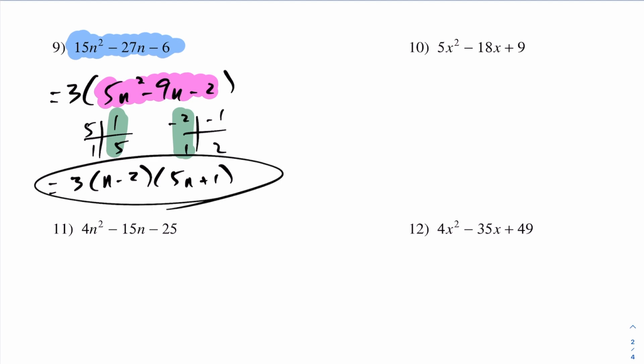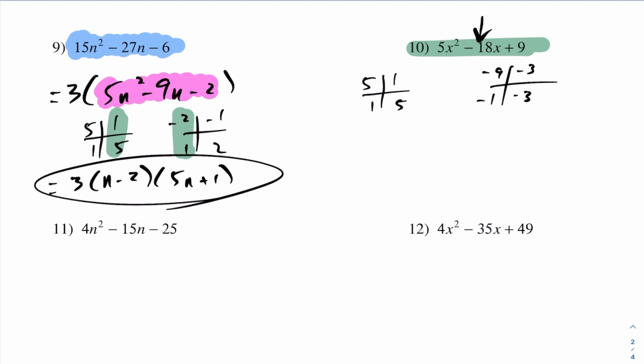You'll notice right away I don't have a GCF I can factor out of this, so we're going to have to go right to charting. This factors as 5 and 1 and 1 and 5. And for the 9 here, because of that minus 18, I need to have negative numbers incorporated in this, so I'm going to have to go ahead and add minus signs on these factors here. And I need this to come out to be a negative 18.